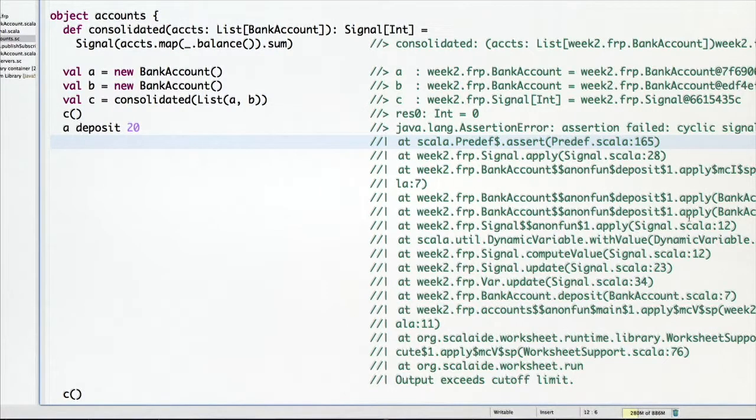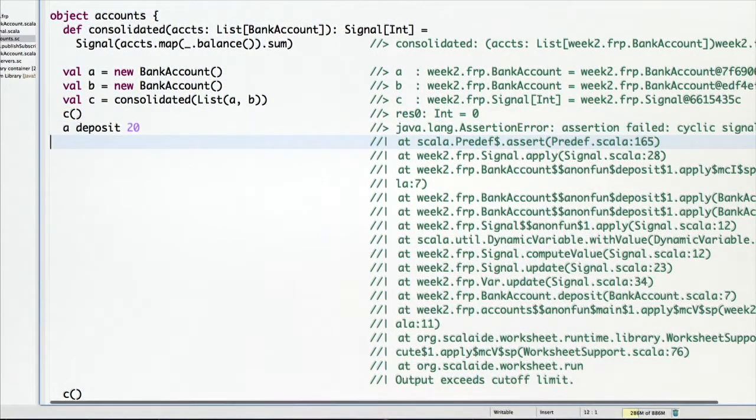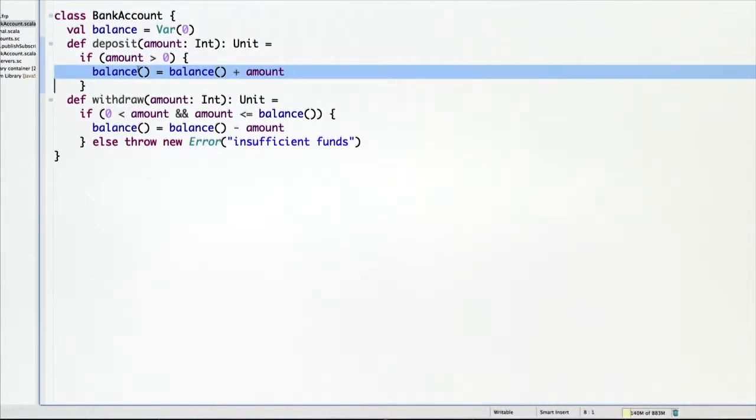So what does it read here? It says cyclic, let me just bring that up, cyclic signal definition, that's what it says. So what have we done wrong? So it must be in the bank account. Let's bring that bank account up again. So in fact the error appeared at this line here, and if you look at this line, then you must conclude that indeed it makes no sense whatsoever.